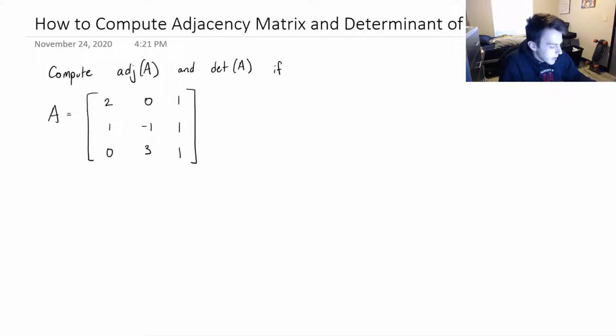Hey everyone, in this video we're going to take a look at how we can compute the adjacency matrix and the determinant of a 3x3 matrix. So we're given the matrix here, and let's start by calculating the determinant. And to calculate the determinant of a 3x3 matrix, we've got to do what's called a cofactor expansion.